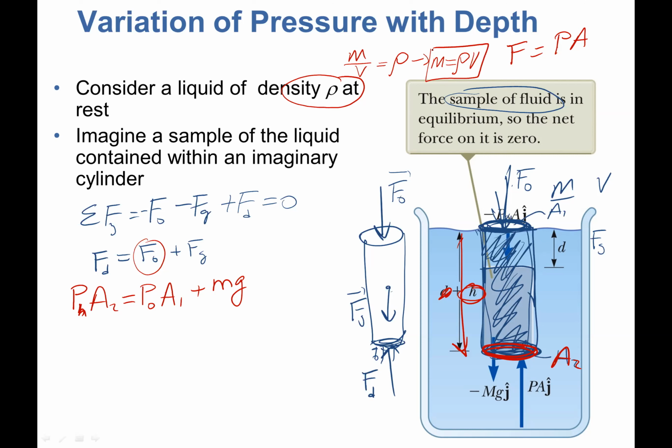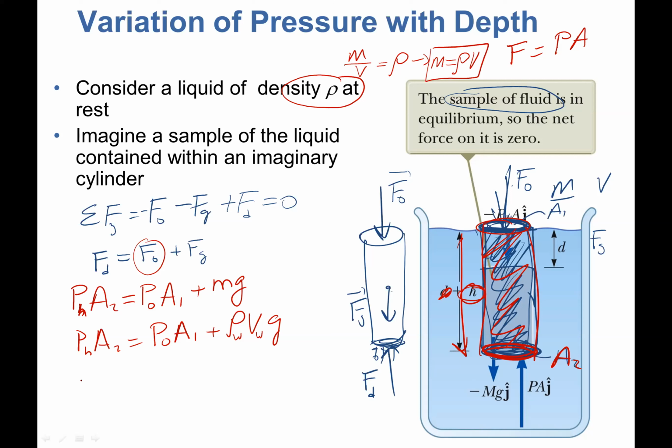So here I can replace this. Pressure at this H times area 2 equals atmospheric pressure times area 1, plus, instead of the mass of the water, the density of the water times the volume of the water, which is this volume over here, and then times g.